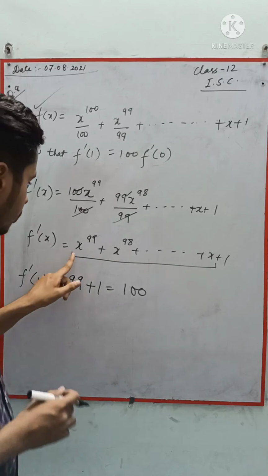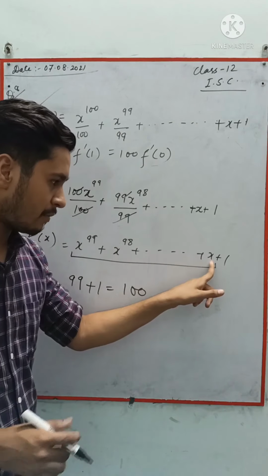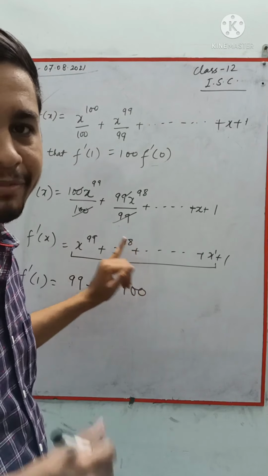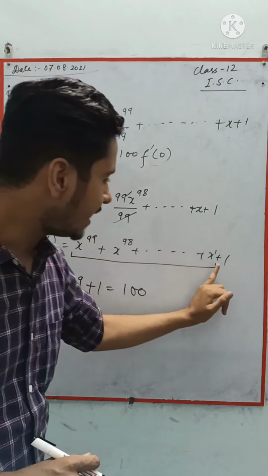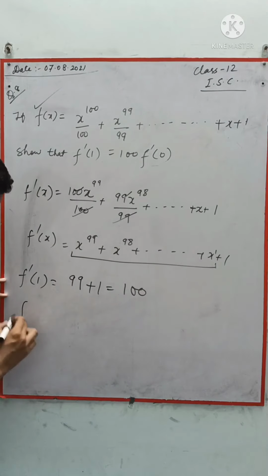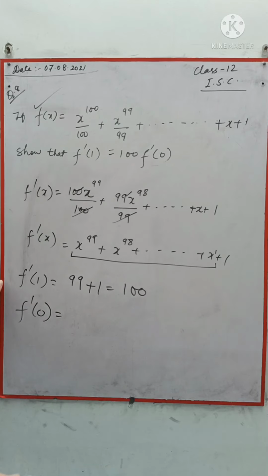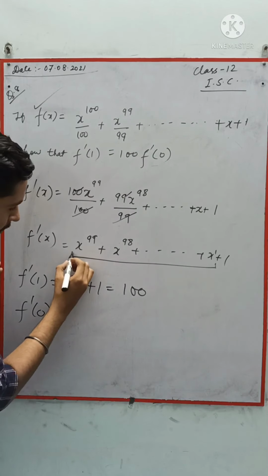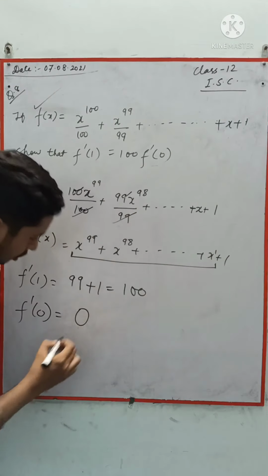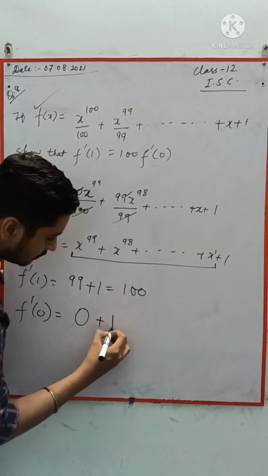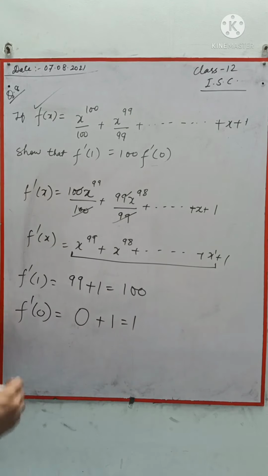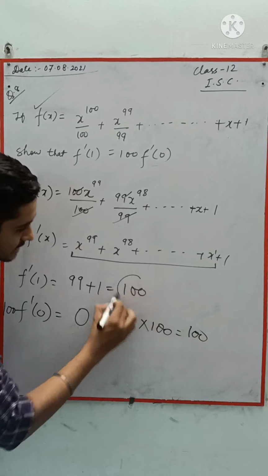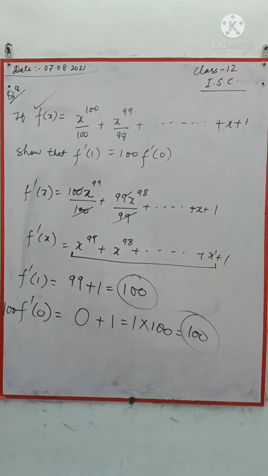I hope this is clear to you, because from x to the power 99 to x to the power 1 you have 99 terms, and we know 1 to the power 99, 1 to the power 98, 1 to the power anything is 1. So this total 99 plus 1, so 100. f dash 0, what do you mean by f dash 0? Because in the proof we require f dash 0. So from x to the power 99 to x to the power 1, the whole answer will be 0 plus this 1, so you got 1 as the answer. And if you multiply 100 here, so you need to multiply 100 also. So as 100 is equal to 100, hence shown. Okay.